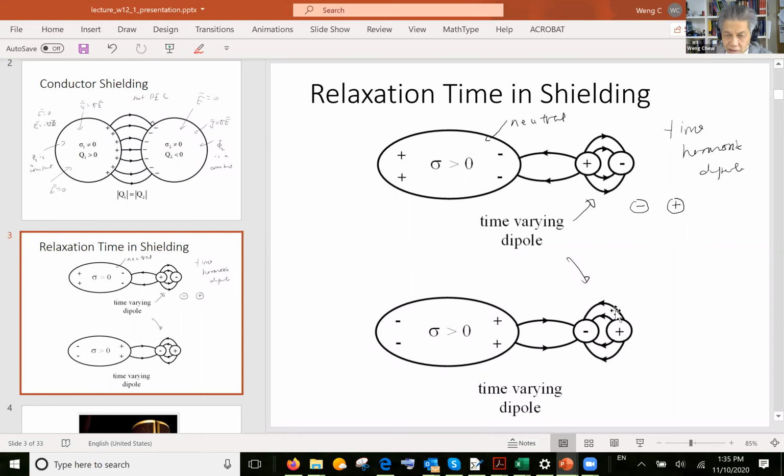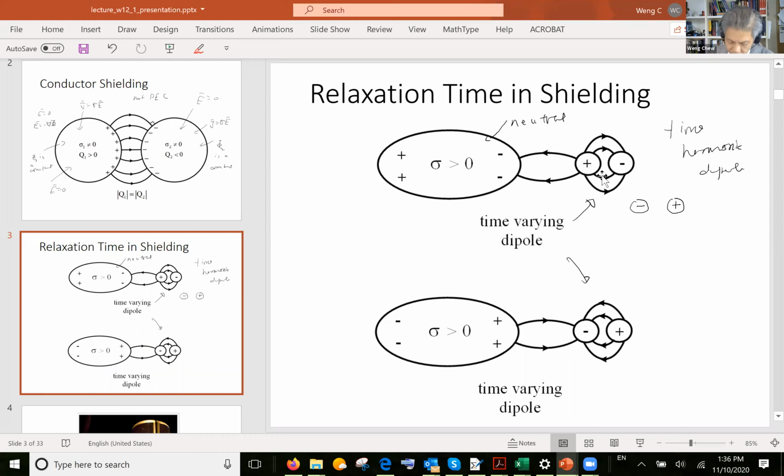However, if the dipole becomes very, very slowly varying, the charges are able to move back and forth to keep track of the sign change of the dipole so that the electric field is essentially zero. You can take the limiting case that if this is a static dipole, the field would have been zero. If this is a time varying dipole, the field would not be zero, but keep going back and forth between the two polarities of this conductive material. So there will be some current flow inside this conductive material if this is a slowly varying dipole.